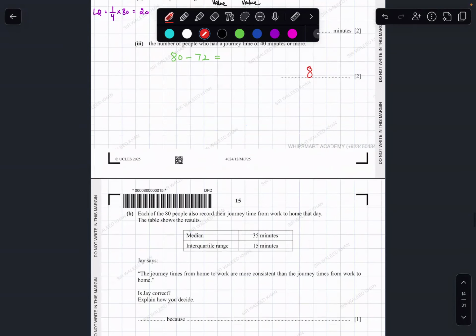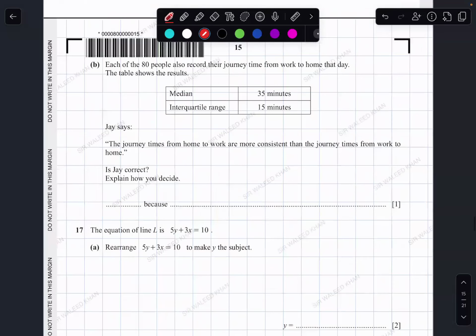Okay. Moving on. B part. Each of the 80 people also record their journey time from work to home that day. The table shows the result. Median is this. Interquartile range is this. Okay. Now, J says the journey times from home to work are more consistent than the journey time from work to home. Is J correct? Explain how you decide.